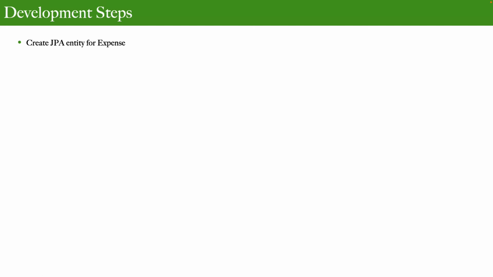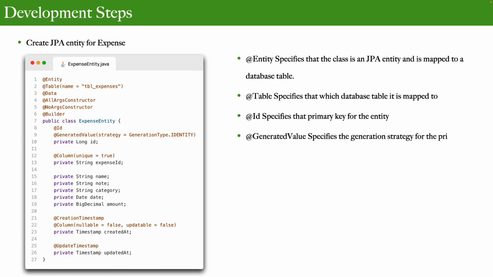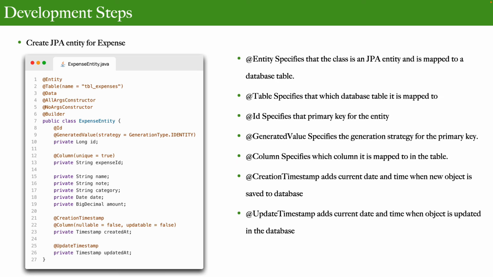The next step is to create the JPA entity for expense. We have a bunch of annotations. Let's discuss these annotations one by one. The first annotation is the entity annotation. This entity annotation specifies that the class is a JPA entity and it is mapped to a database table. As I said before, this is the annotation that is provided by JPA. If you are adding this entity annotation, it means that the class is mapped to a database table and it represents the JPA entity.